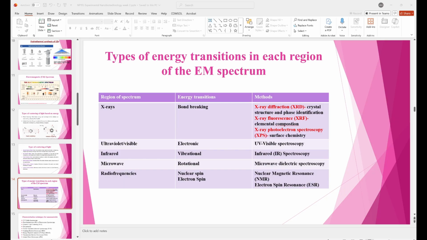Then we have infrared. Infrared energy transition is vibrational. So this is used in infrared spectroscopy. Basically, this spectroscopy monitors the vibration of functional groups, and each functional group vibrates at different frequencies. So that frequency is correlated by the, I think it is called wave number and intensity. Wave number versus intensity, and then you can understand what kind of functional group is present on the surface of your nanoparticle or nanomaterial, because each surface group will have different vibrational energy.